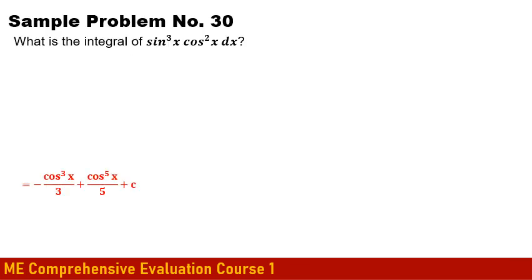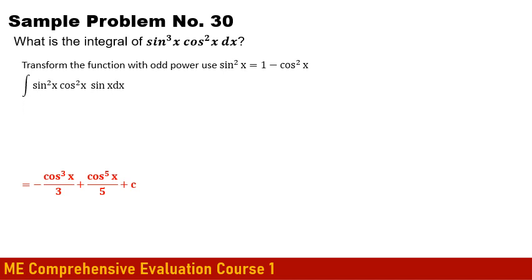Say for example, what is the integral of sine cube x cosine squared x dx? We can transform the function with the odd power using sine squared x equals 1 minus cosine squared x, since m is odd and n is even. So transforming the sine squared x, it will become 1 minus cosine squared x. Then we multiply it with cosine squared x, sine x dx.